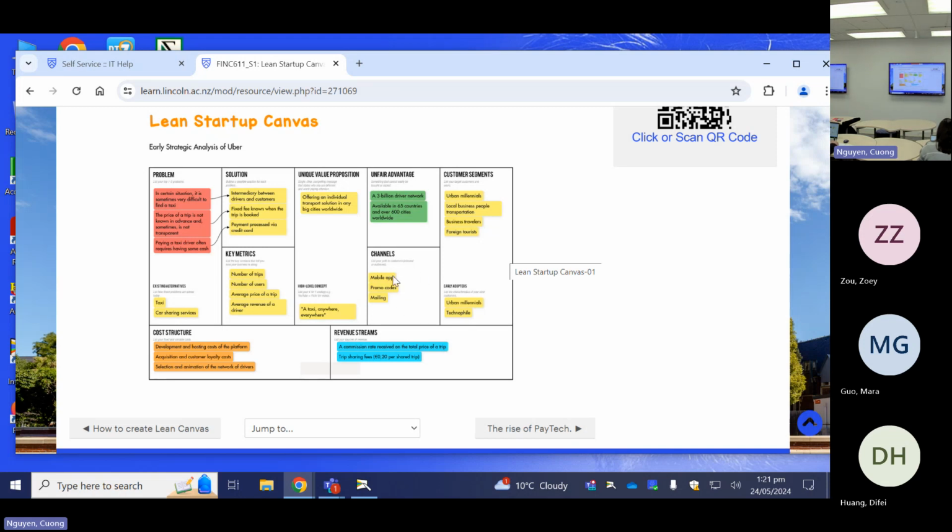Channels: what kind of channel you want to use to advertise your products. And for the key metrics here, what kind of things will measure your business model? For example, number of trips, number of app users, the average price for a trip, and so on and so forth.